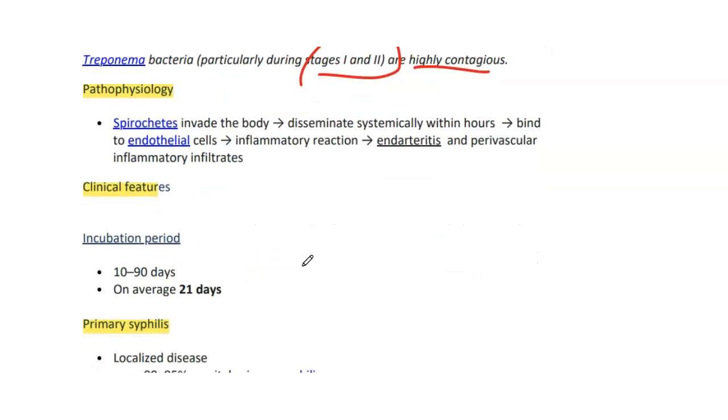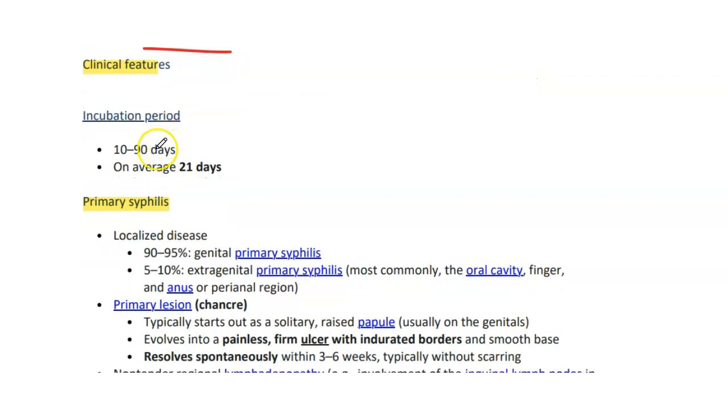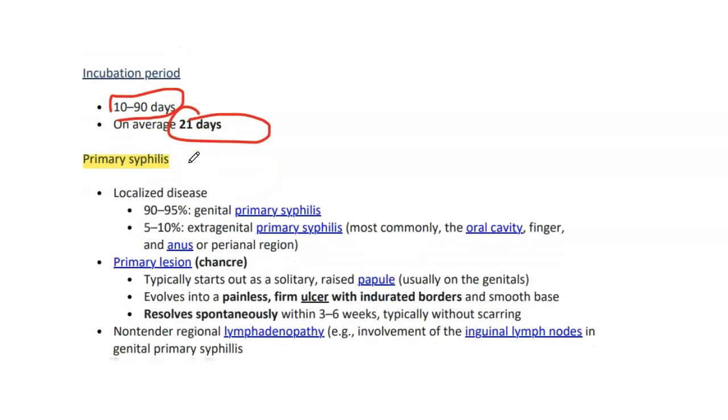What is the underlying pathogenesis? Spirochetes invade the body, disseminate systemically within hours, and bind to endothelial cells. An inflammatory reaction occurs, and it leads to endarteritis and perivascular inflammatory infiltrates. What will be the clinical features? The incubation period is in the range of 10 to 90 days, and on average it is 21 days.